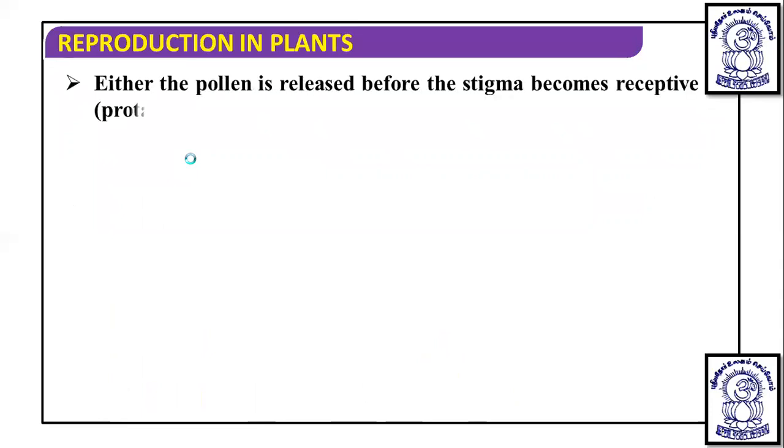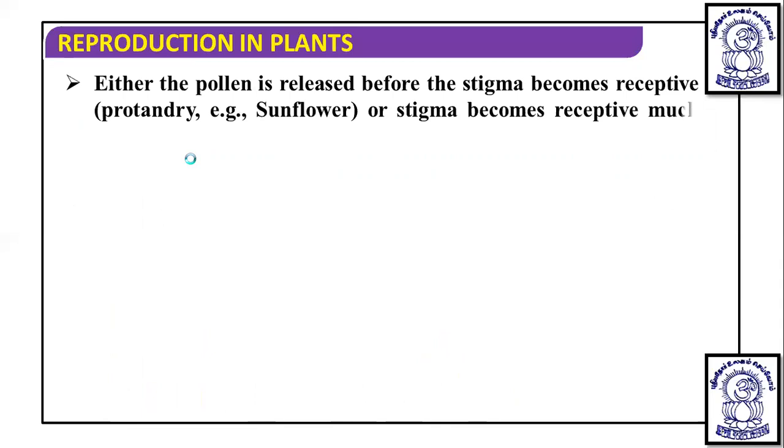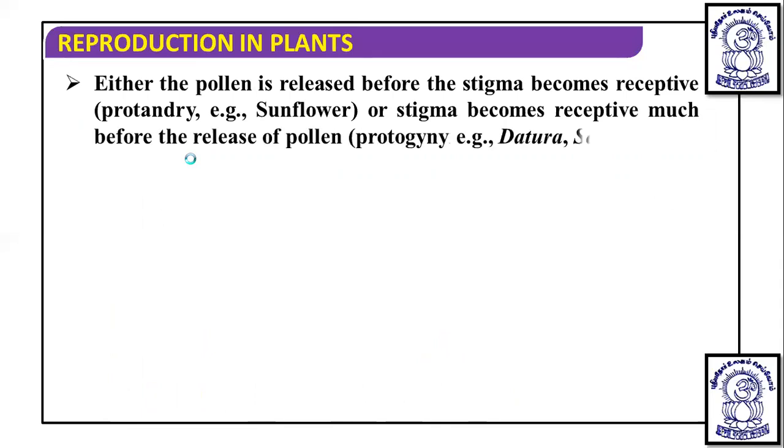What happens in case the pollen is released before the stigma becomes receptive is known as protandry, or the protandrous condition. Pro means first, andry means androecium, meaning pollen grains are released from the androecium first. So protandry means pollen is released before stigma receptivity. This pollen will not pollinate the same carpel of the same flower, they will pollinate another one. The example of protandry is sunflower.